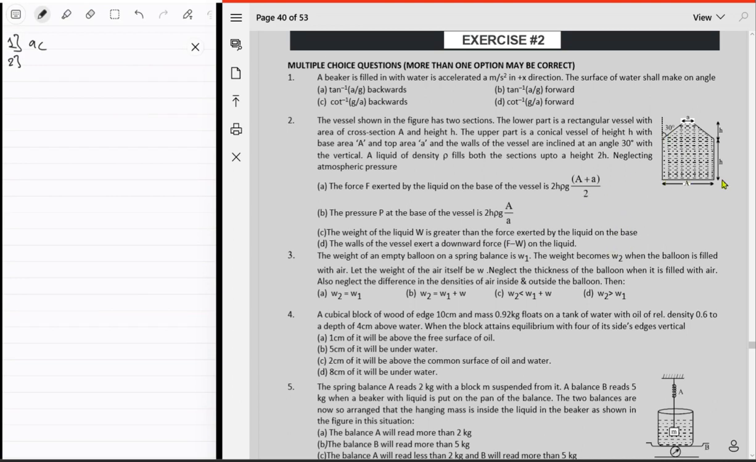So the force on the base would be the weight of the liquid plus some force because of this cone thing, right? We want the correct option. The walls of the vessel exert a downward force F minus W on the liquid. This is getting interesting. There is definitely a downward force because of the cone, and then an upward force because of that. And I guess they don't match up, right? That would be the only thing possible.